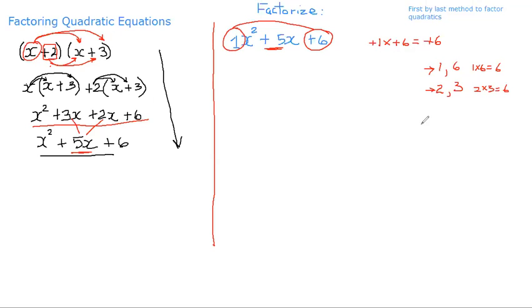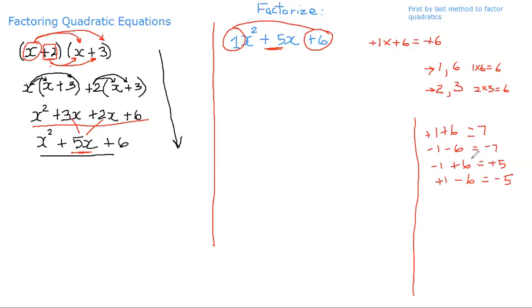If I add 1 and 6, let's look at the different combinations, because we could list these factors as both positive, both negative, a negative 1 and a positive 6, and a positive 1 and a negative 6. Now 1 plus 6 is 7, minus 1 minus 6 is minus 7. Minus 1 plus 6 is plus 5, and 1 minus 6 is minus 5. So bear that in mind.